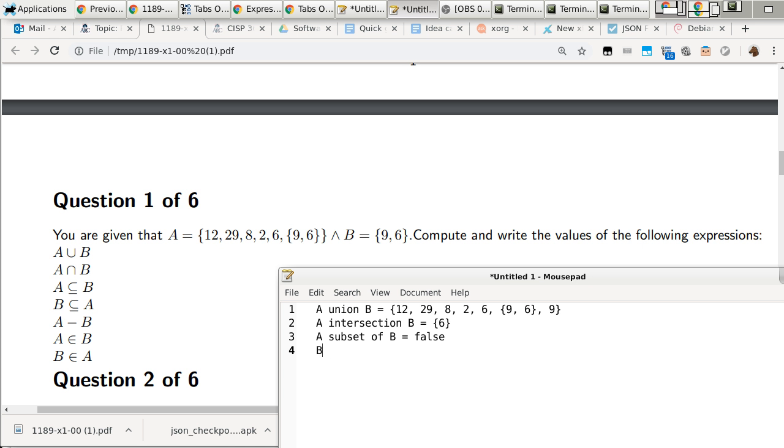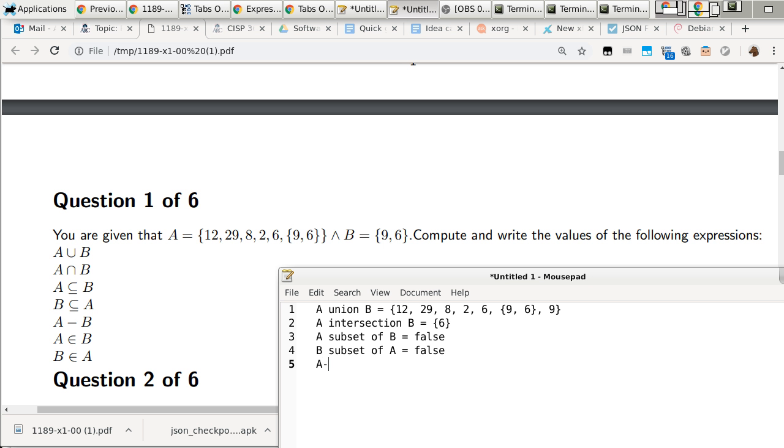All right, next one, B is a subset of A. It is also false. Why is it false? Because 9 is in B, but not in A. But 9 is in one of the elements of A. That doesn't count. It has to be at the top level. You cannot look at the nested values inside other sets that are embedded into A. Okay, so this is important.